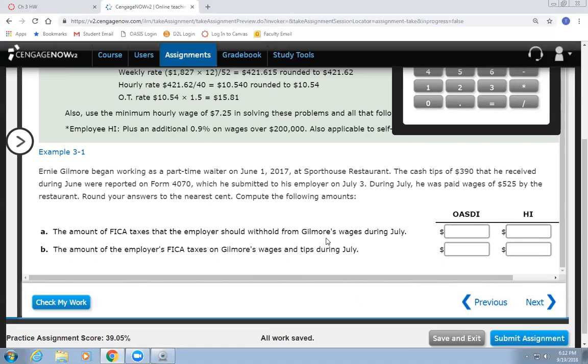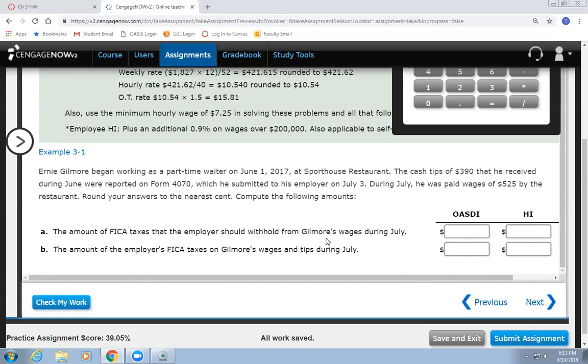Okay. So it says Ernie Gilmore began working as a part-time waiter on June 1st of 2017 at Sport House Restaurant. Cash tips of $390 that he received during June were reported on Form 4070, which he submitted to his employer on July 3rd. During July, he was paid wages of $525 by the restaurant.